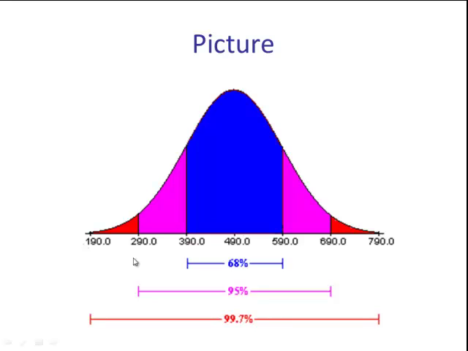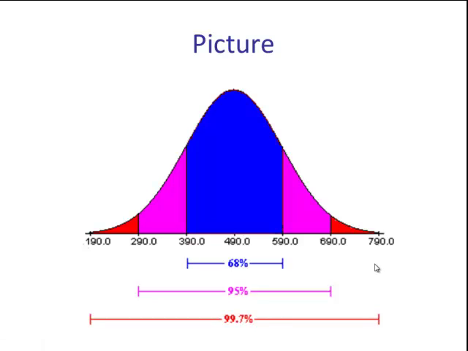The second question. If a student scores 790 on the SAT, then they are above 99.7% of the data. According to the empirical rule, 99.7% of the SAT scores are between 190 and 790. So this student is scoring better than the top 1%.